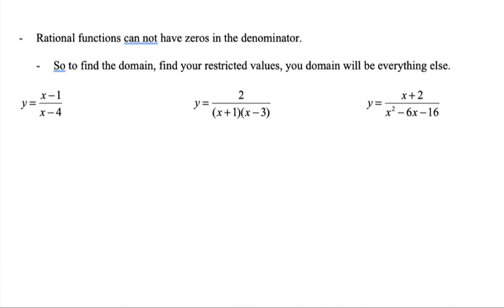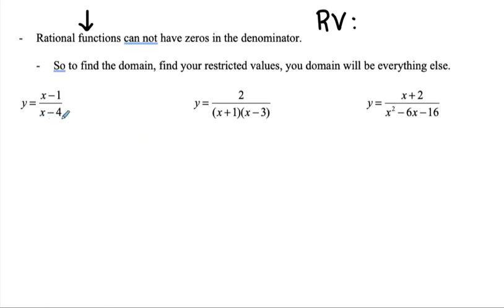Another one that we have to really be careful with are rational functions. Now, we have spent time on rational functions this year, okay? Remember, rational functions, you cannot have zeros in the denominator. So right now, I've made you find what I called your restricted value. Your restricted values are the values that x can't be. So the domain is everything else. All right, so let's look at an example.